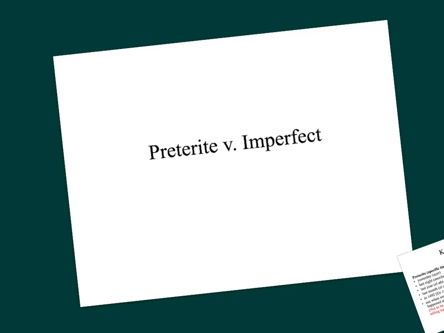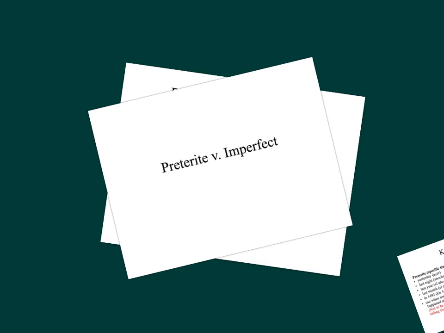All right, so this is just a quick review of using the preterite or the imperfect. Again, we have two simple past tenses in Spanish. Simple meaning that they involve only one word, but they aren't interchangeable. You use the preterite to indicate some things and the imperfect to indicate others. So let's get started. When do you use it?